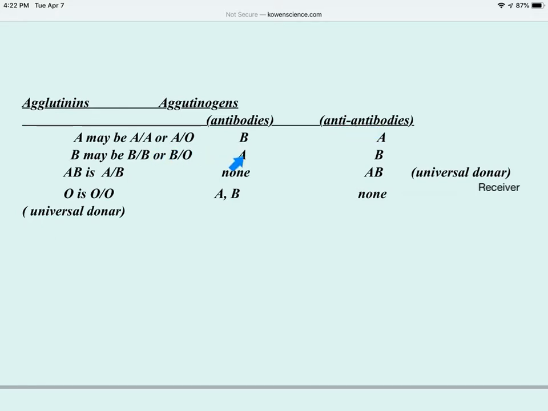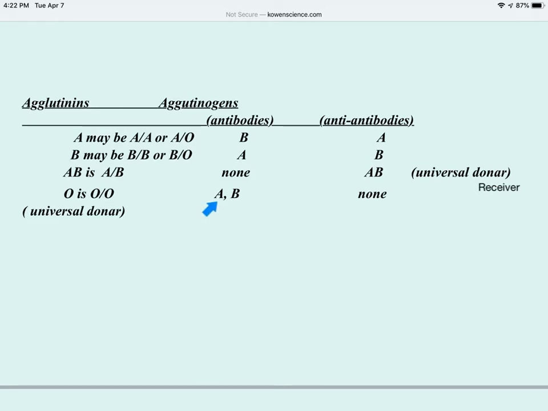A B person has A antibodies, would react against any type of blood that has A in it, so they could not receive A blood, they could not receive AB blood. They could receive B, they could receive O. An AB does not have any antibodies. It will not react against anything, and that's why it can receive all blood types. So it can receive A blood, B blood, AB blood, and O blood.